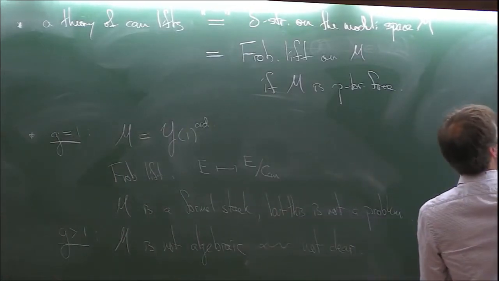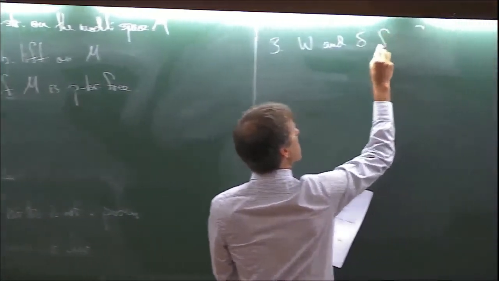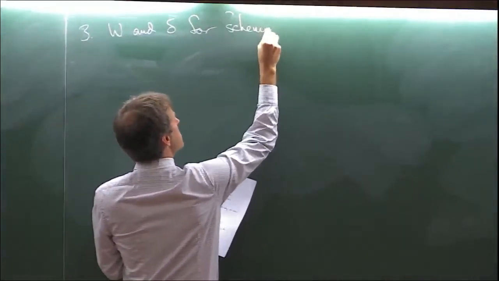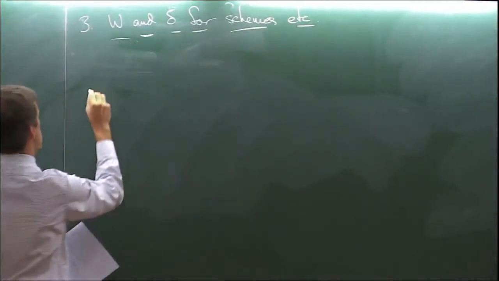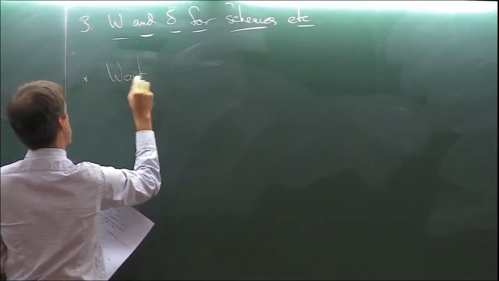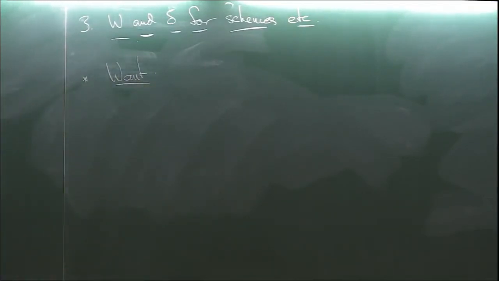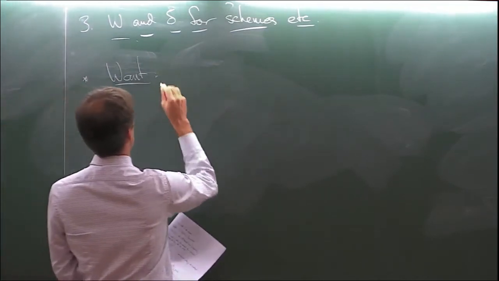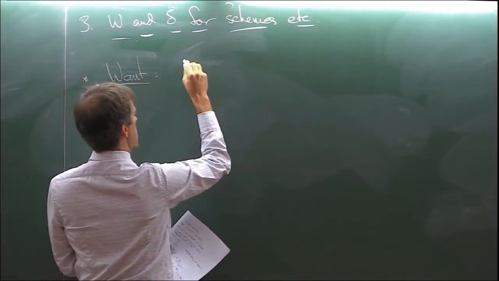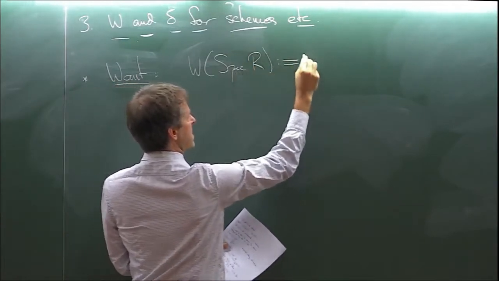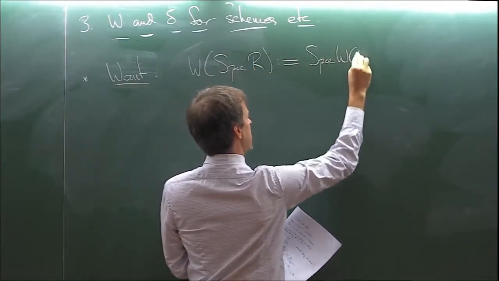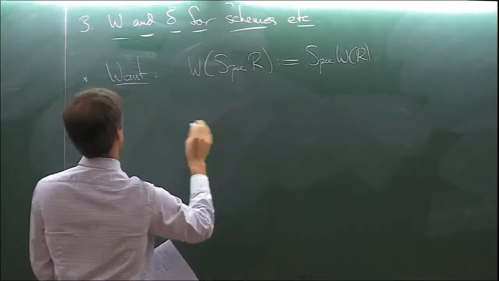Okay, so now W and delta for schemes, et cetera, because I want to allow things more general than schemes. I have to define, unfortunately I just erased it, but basically the purpose of this is to define W of S, where S is a scheme, and also to define a delta structure on a scheme. So thinking first about Witt vectors, what we want is the Witt vectors of an affine scheme to be just the corresponding scheme of Witt vectors, but this won't work.